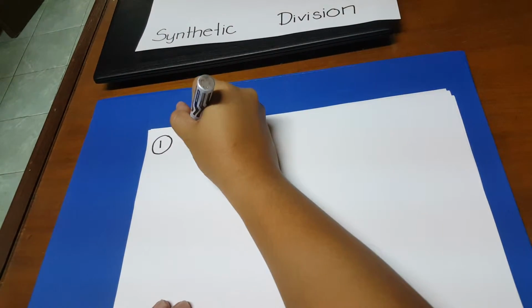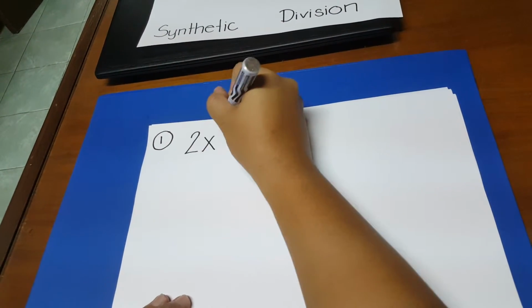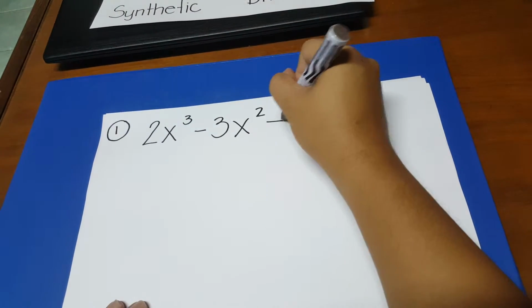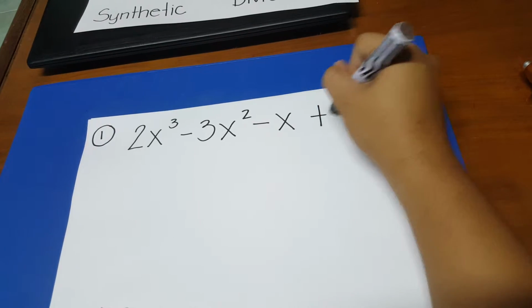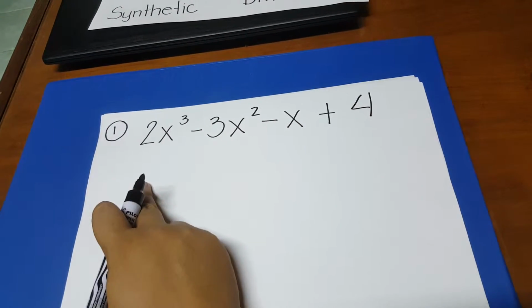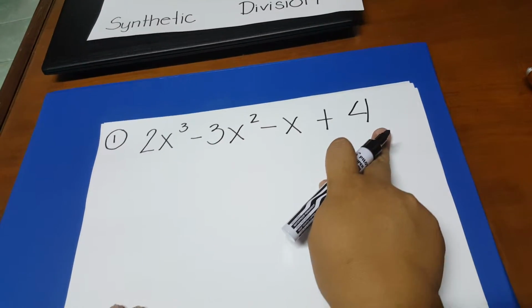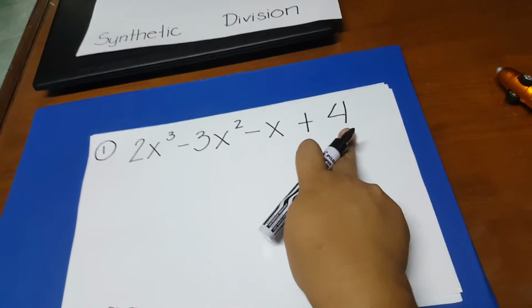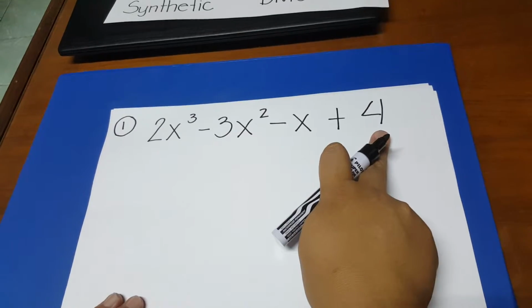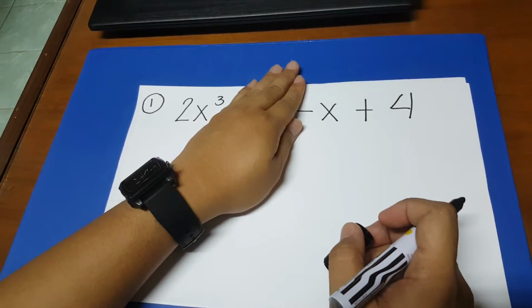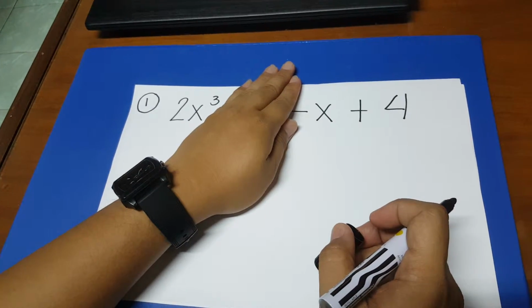So from the example, you have 2x cubed minus 3x squared minus x plus 4. Take note that the order is descending order of powers. And take note, there's no missing terms. If there are missing terms, like say for example, there's no 3x squared there, then don't forget to write 0 for the missing term. Okay?